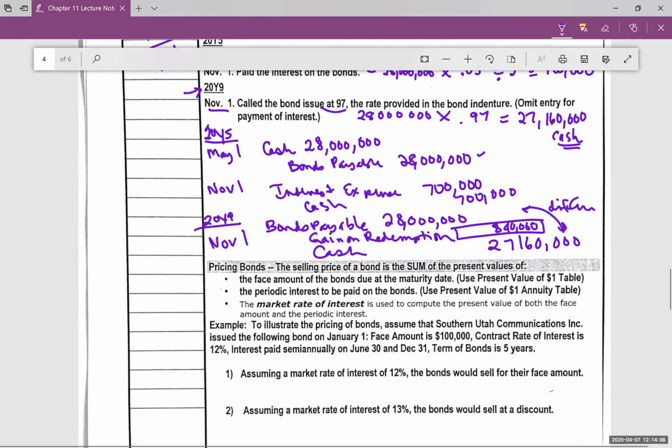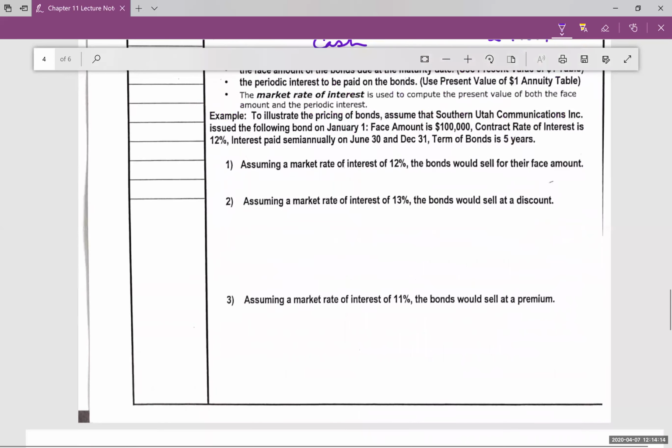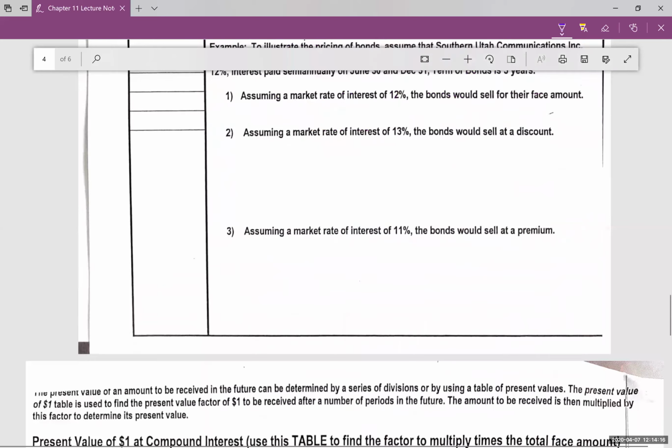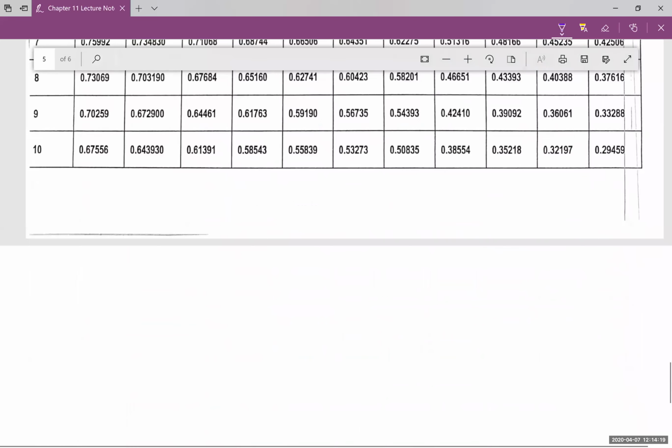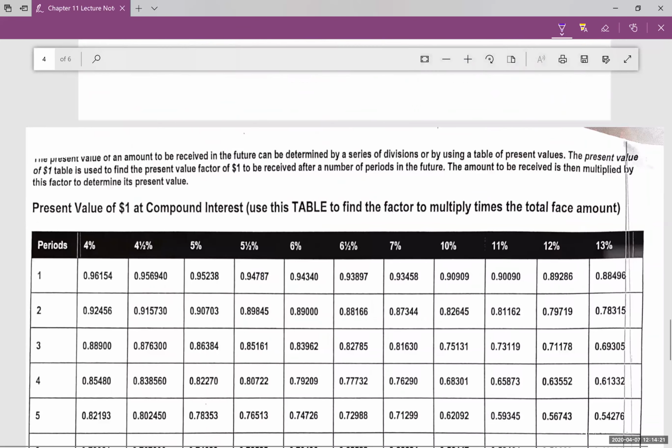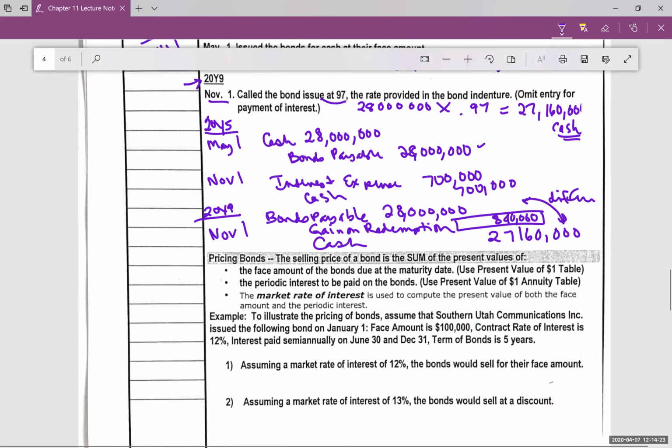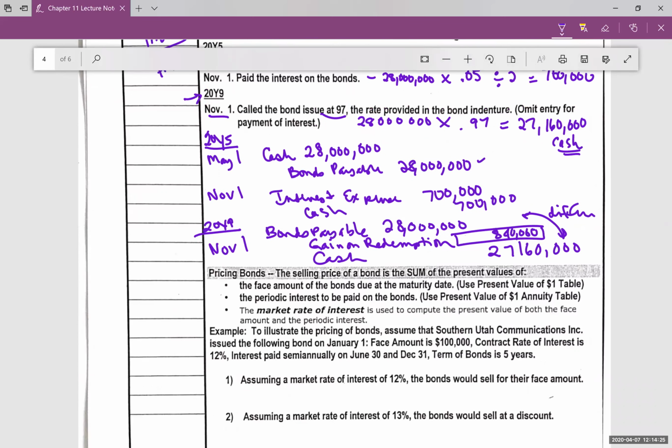All right, I'm going to end this first part of this lecture here because it's getting kind of long, but we're going to come back and do this pricing of bonds, which is also like 1112 and 1113, and we're going to use these tables. So come back and watch the second part of this lecture, and then I'm going to go on to our practice problems as well.